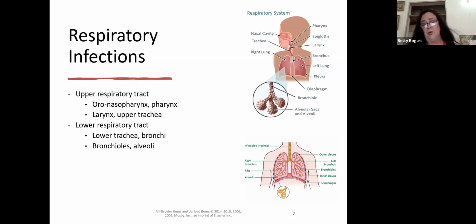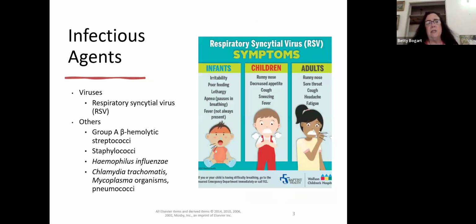Then you have the lower respiratory, which when we talk about infections, we think mostly pneumonia. Also remember asthma is air trapping in the lungs. So it's in the lower respiratory tract and you can't get it out. That's why there's expiratory wheezing.